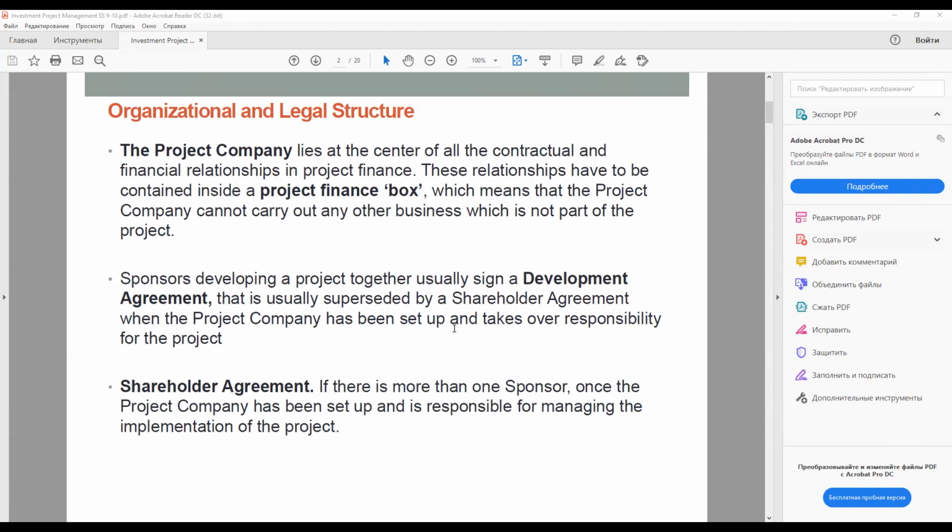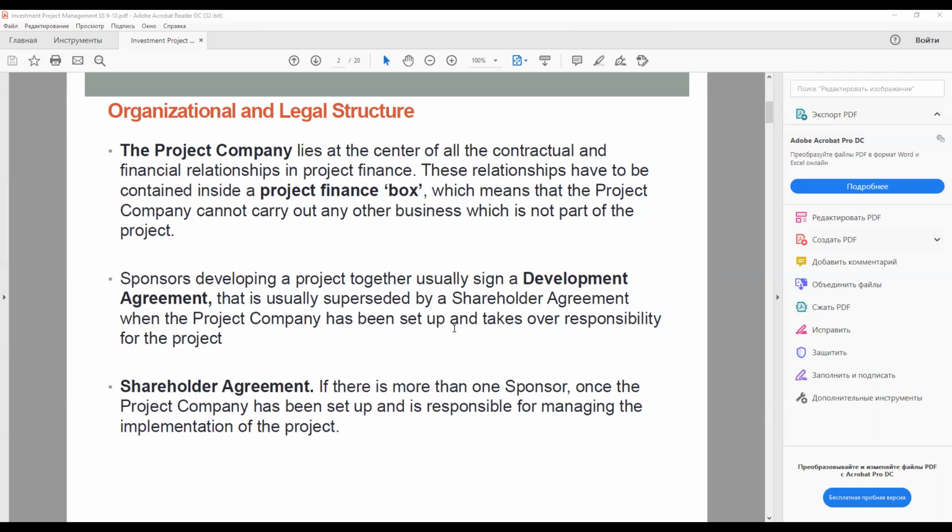The project company lies at the center of all contractual and financial relationships in a project finance. These relationships have to be contained inside the project finance box, which means that the project company cannot carry out any other business which is not part of the project. Since project finance depends on the lender's ability to evaluate the project on a standalone basis. Thus, in most cases, a new company is incorporated specifically to carry out the project. The corporate form of borrower is generally preferred by lenders for security and control reasons.